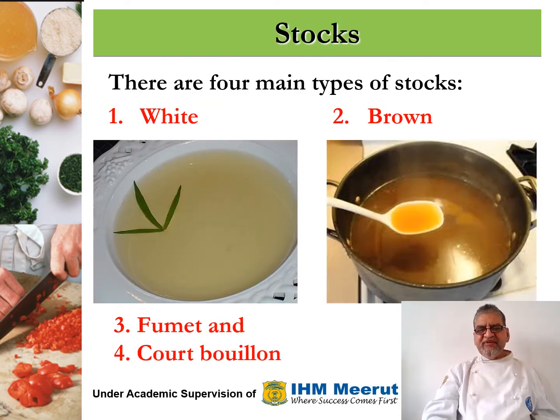Stocks are of many types, but primarily they are of 4 types: white, brown, fume, and coup bouillon. The picture on the left shows a white stock, the picture on the right shows a brown stock, and there are fume and coup bouillon. These are the 4 major types of stocks that are made in all hotel kitchens. We will explain in detail about these stocks in the next slide.